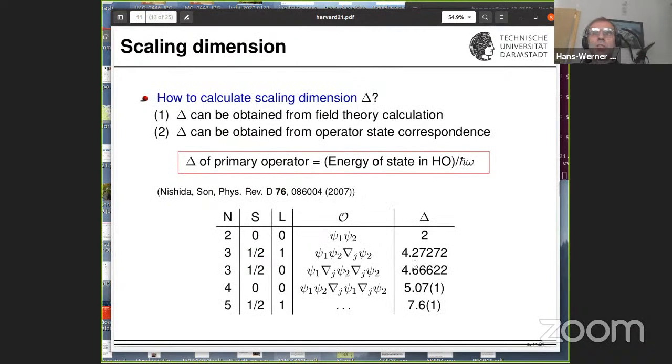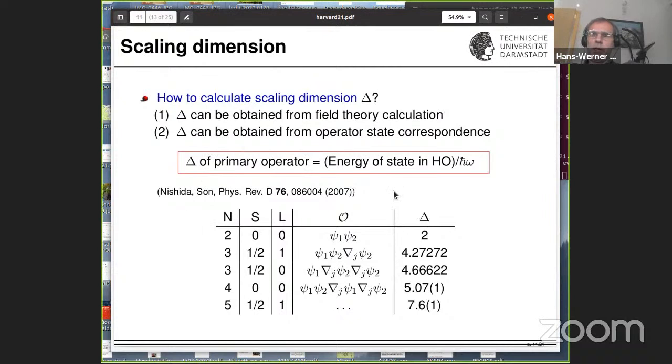So how can you calculate the scaling dimension? Now you of course can calculate that from a field theory calculation, but you can also obtain it for neutrons, or in any other case if you want, in a very simple way from the operator-state correspondence. So the scaling dimension of a primary operator, you can calculate by just calculating the energy of the state this operator corresponds to in a harmonic oscillator in units of h bar omega. And again, many more details on this you can find in this paper by Nishida and so on.